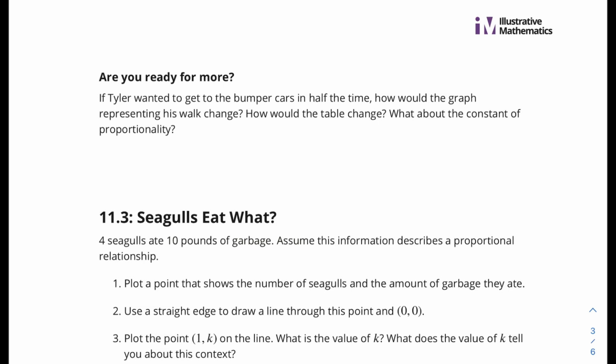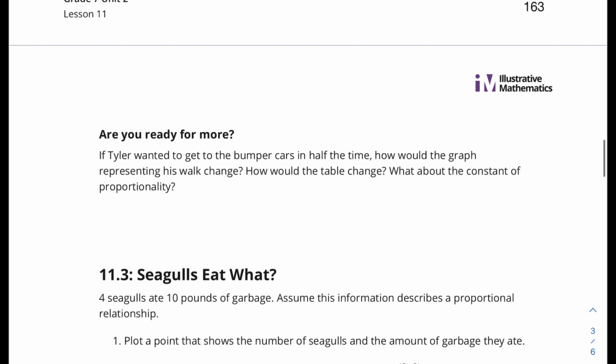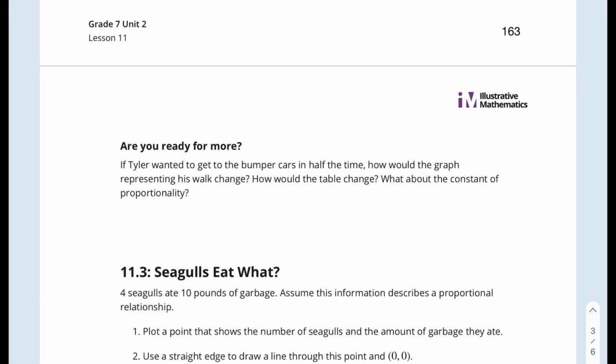So let's think about it. If he's going to go to the bumper cars in half the time, that means he's going to have to walk twice as fast. So to go half the time, we'll have to walk twice as fast, or even go for a slight jog. Let's think about what this is going to look like by first looking at our graph.